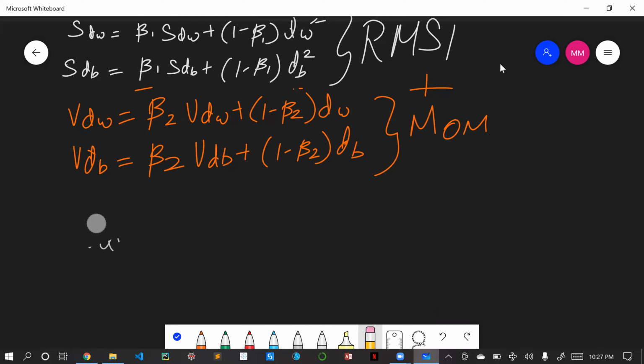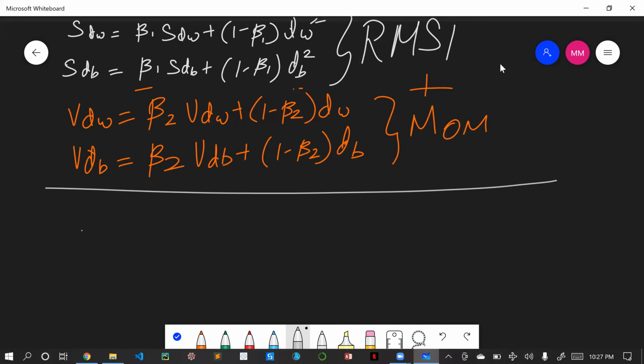Before taking VdW, because initially we have RMSprop, we'll first take RMSprop itself. First we'll take SdW dash, because we have this SdW, so we need to write a corrected version of SdW. The corrected version will be SdW dash is equal to SdW divided by 1 minus beta 1 power t.